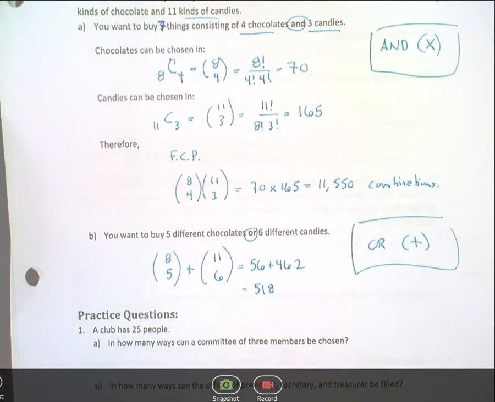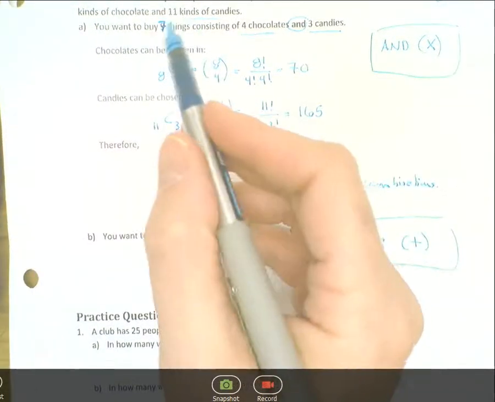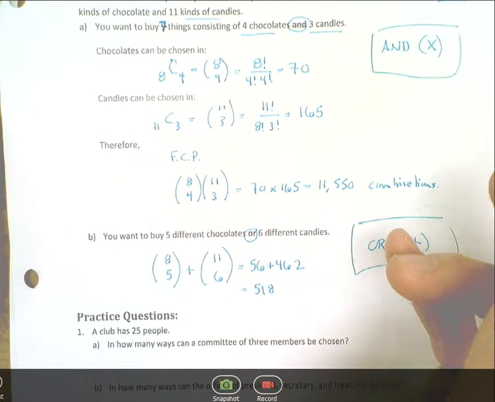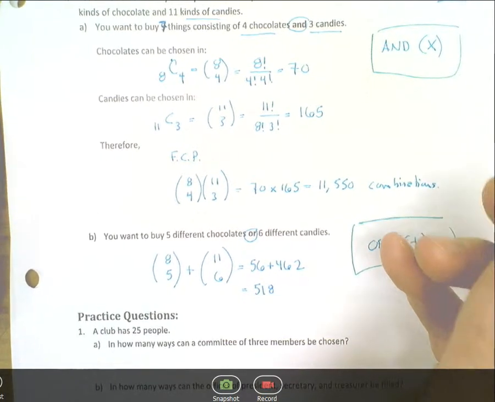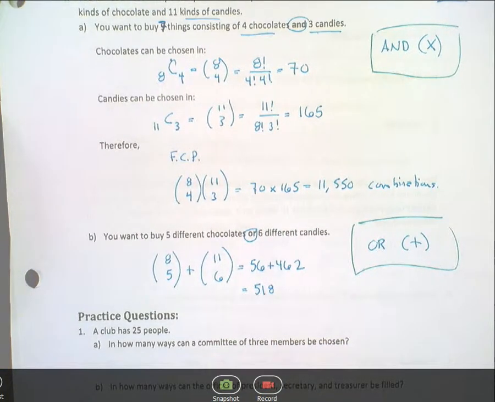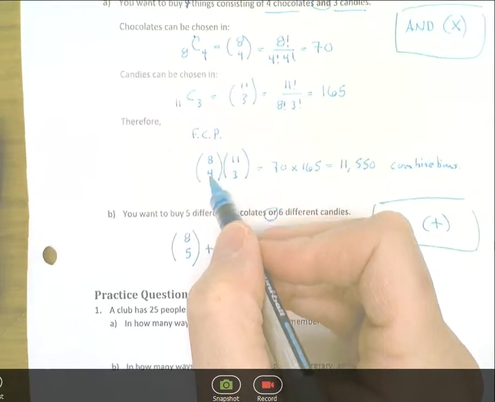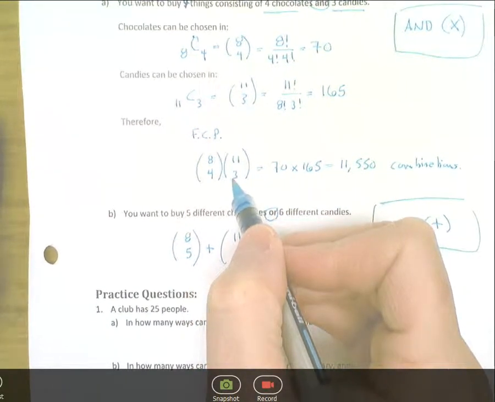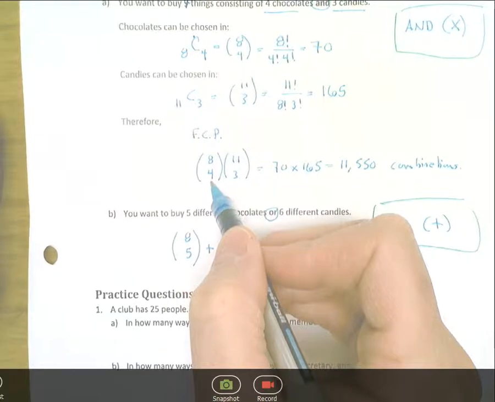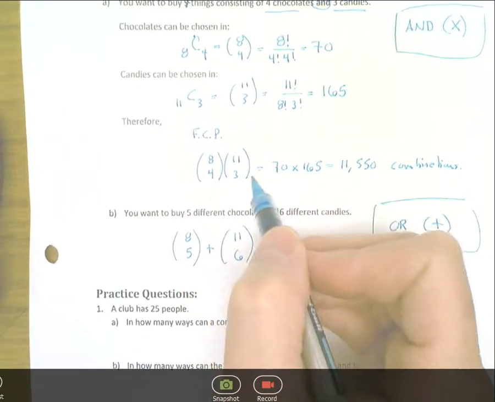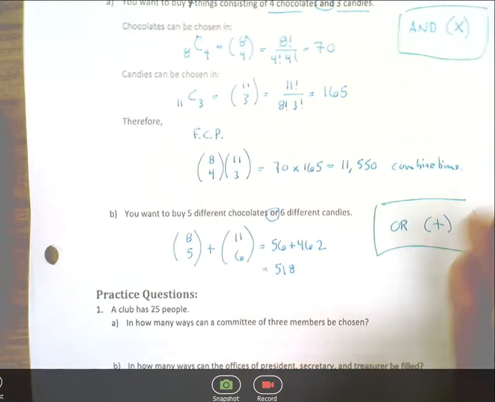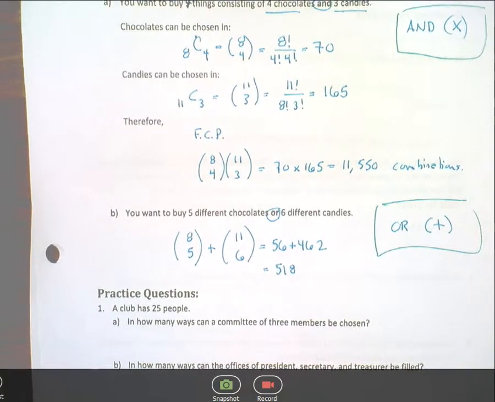Let's say that you were going to pick all 8 chocolates and all 11 candies, right? In that type of situation, you'd say, well, how many ways are there to pick all 8 chocolates and all 11 candies? Well, there's only one way. If you thought about it, that would be 8 choose 8 times 11 choose 11. 8 choose 8 is just 1. 11 choose 11 is just 1. So 1 times 1 is 1. So there's only one way to take all the chocolate bars and all the candies.